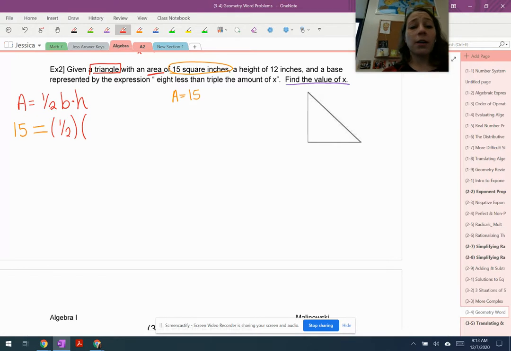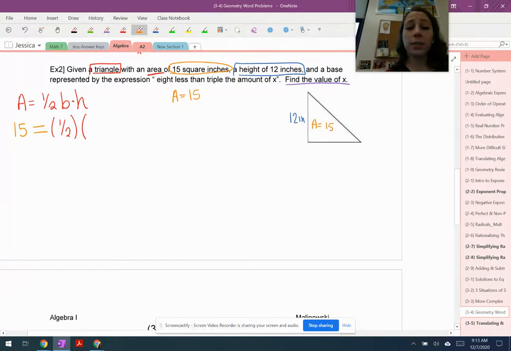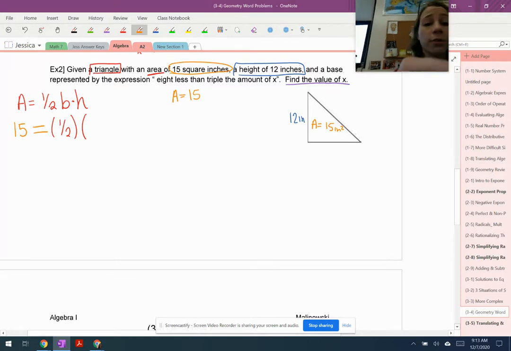So now they tell us in the problem that we have a height that's 12 inches. So I'm just going to put the height is 12 inches. My area inside is equal to 15 inches squared. And so the height is 12, so the height can go in for the height.